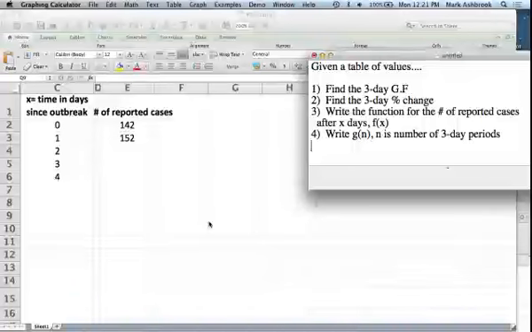No, x days. x is the time in days, right? So it's f of x, where x is the number of days since the outbreak.